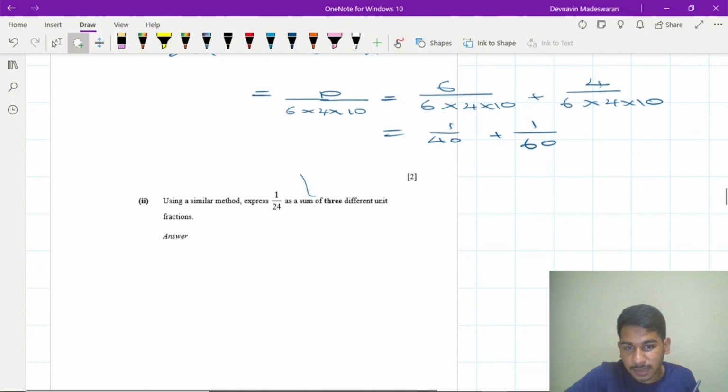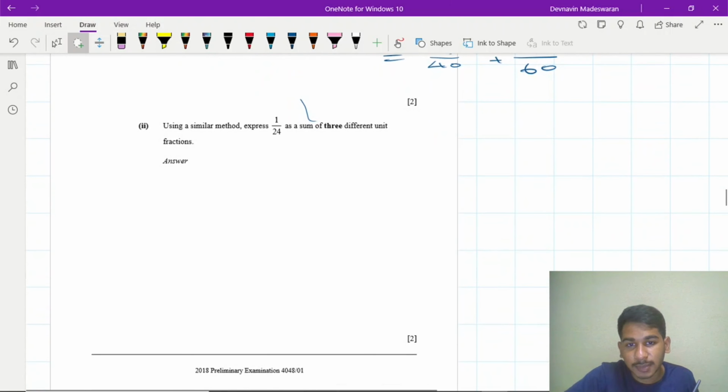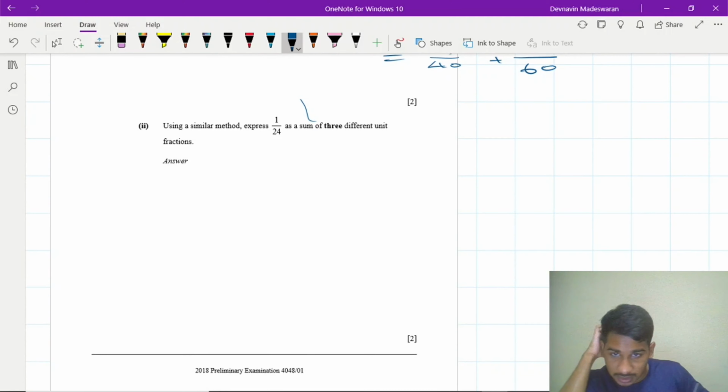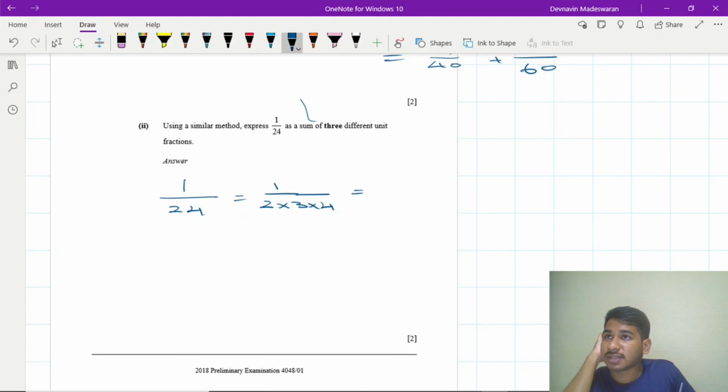Using a similar method, express 1 over 24 as the sum of 3 different unit fractions. So I think we need to do the same thing and split it into 3 products. Maybe it's 2 times 3 times 4. Yeah, let's split that. So what is the sum? 4 plus 3 is 7. 7 plus 2 is 9. So we can multiply by 9 on both sides. 9 over 2 times 3 times 4 times 9.